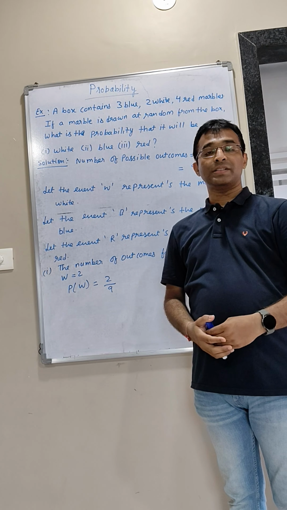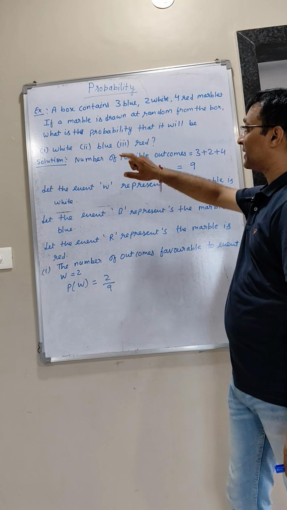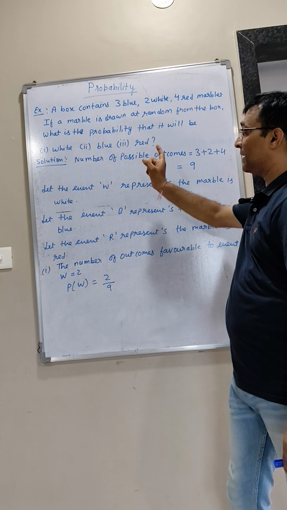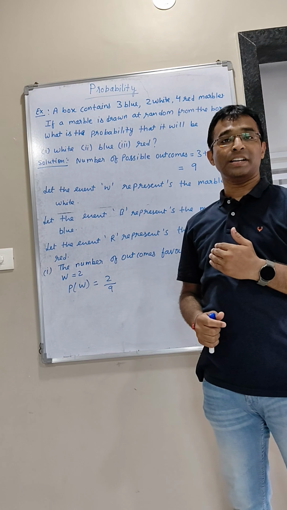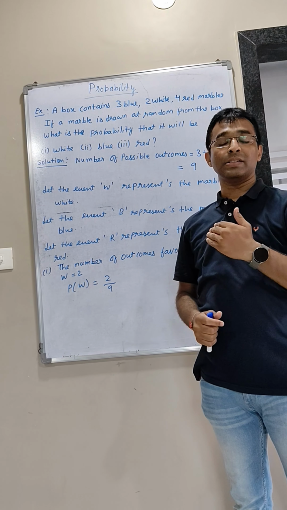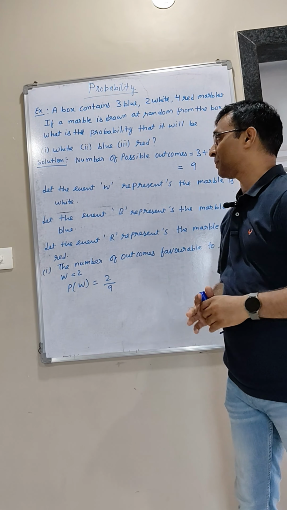Example to understand probability better. A box contains 3 blue, 2 white, 4 red marbles. If a marble is drawn at random from the box, what is the probability that it will be white, blue and red? So guys, I have taken this example from the NCERT book. This is a solved example of the NCERT book.